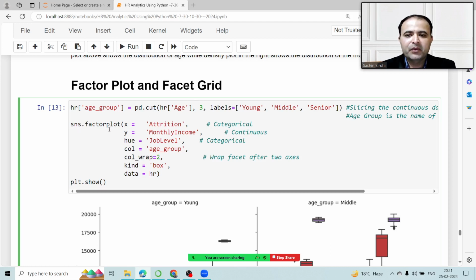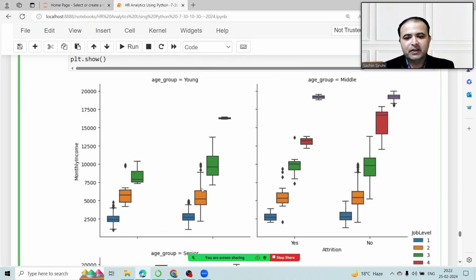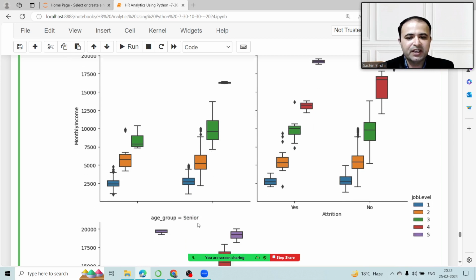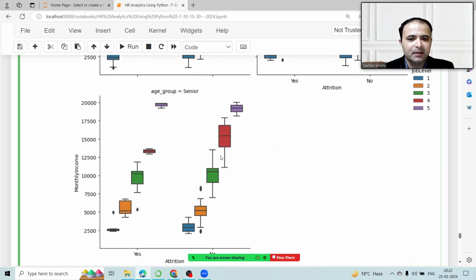Now the factor plot, with attrition on the x-axis. Again, we are finding the reason behind the attrition, with monthly income, job level, and age group, according to the box plot chart. So these are basically the charts. In the first chart, I am finding out the monthly income for seniors, above the monthly income. The attrition by age group, basically young and middle, and senior. Basically, we have three.